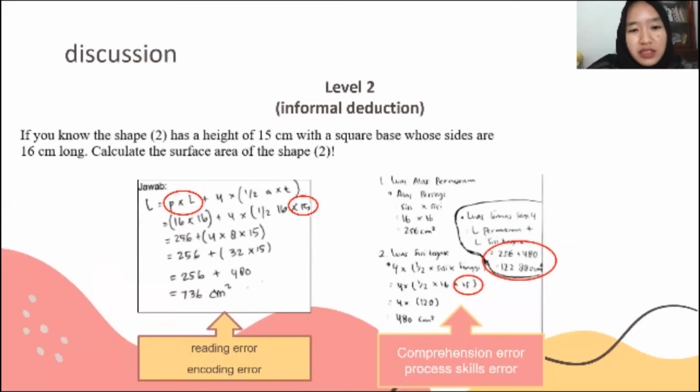The next figure, we can see that there are two students who failed answering the question. So the students were not successful in passing level 2. Therefore, the students cannot continue to the next level. The first student had reading errors and encoding errors, and the second student had comparison and process skill errors.